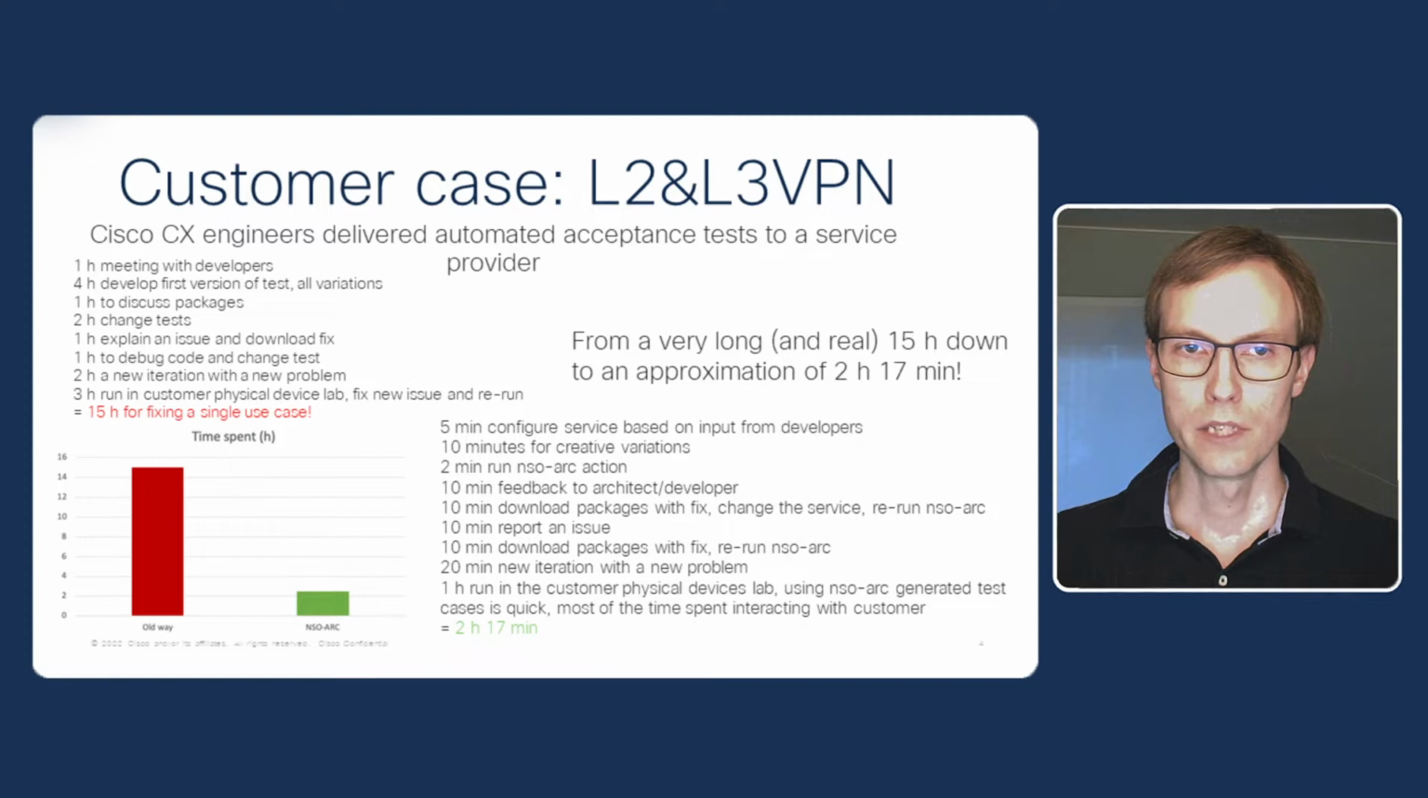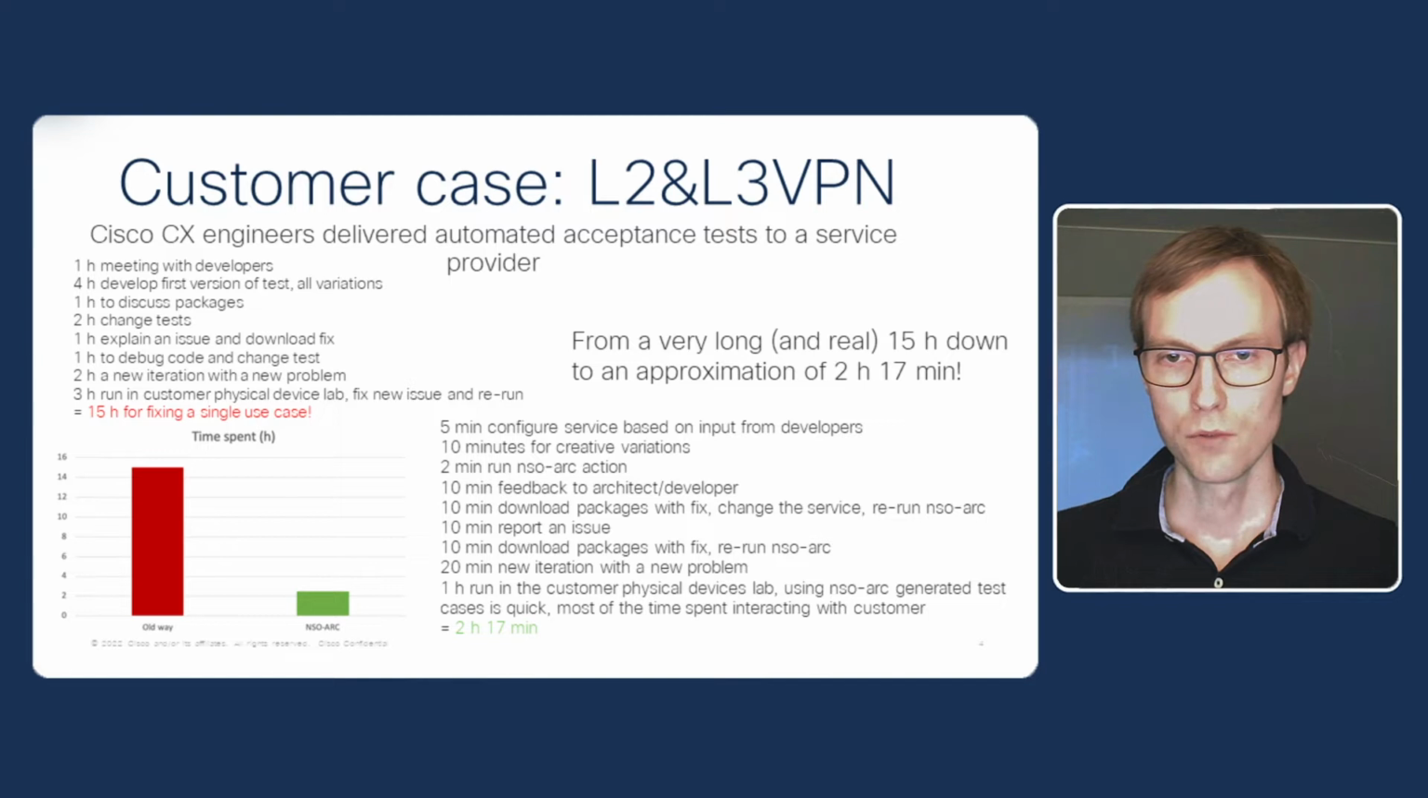Then we find an issue, we explain the issue to the developers, and then we eventually get the fix from the developers. Then we debug the code again, we find something wrong, and we change the test. Then comes another iteration with another problem. And when we are done with that, we run the tests in the customer device lab, and of course found another issue and had to rerun it. So another 3 hours used. That's totaling 15 hours for fixing a single use case for the customer in the network. So that's the old way.